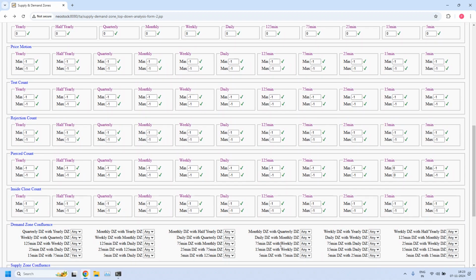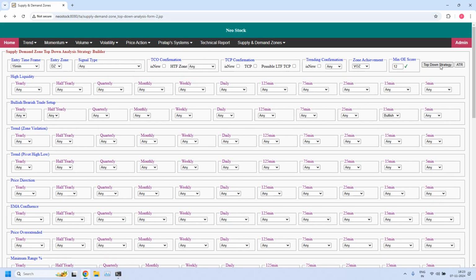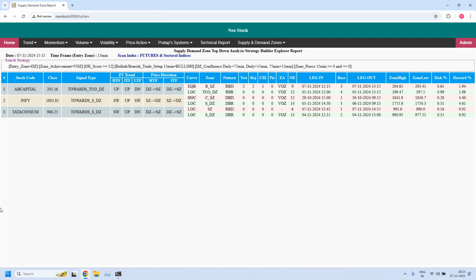So the 15 minutes demand zone with 75 minutes demand zone confluence is already set. Two more filters: 15 minutes demand zone with daily demand zone confluence enabled, and 75 minutes demand zone with daily demand zone confluence enabled. With all the three filters, we got three stocks. In these three, LTF, ITF, HTF zone confluence. That is, 15 minutes is part of 75, both together part of weekly, both together part of daily. And the daily trend is up in only one stock.